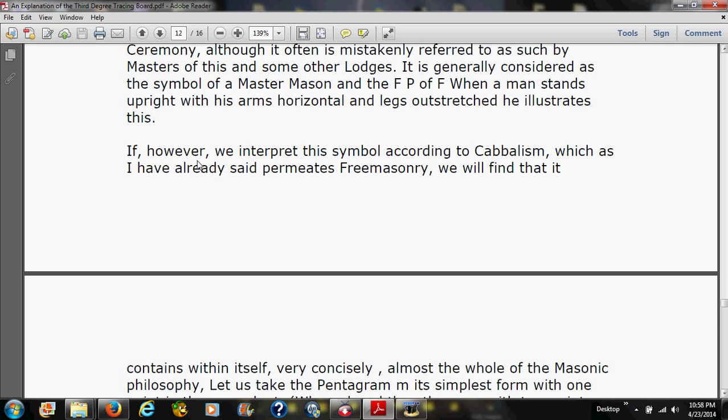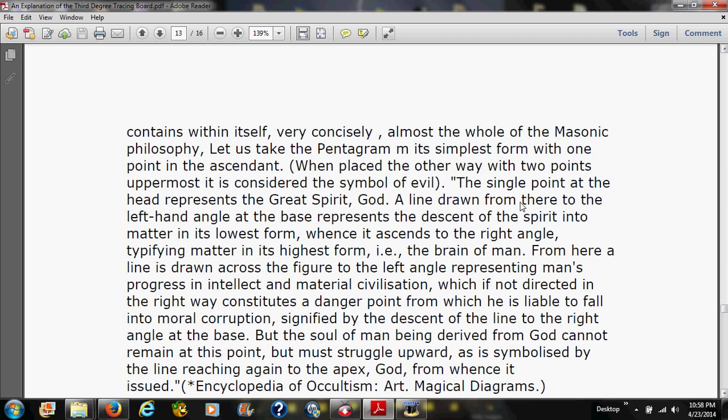Anyway, if, however, we interpret this symbol according to Kabbalism, which, as I have already said, permeates Freemasonry, we will find that it contains within itself, very concisely, almost the whole of the Masonic philosophy. Let us take the pentagram in its simplest form with one point in the ascendant. When placed the other way with two points uppermost, it is considered the symbol of evil. Like I said, you turn it upside down, it turns into the Baphomet. The single point at the head represents the Great Spirit God.